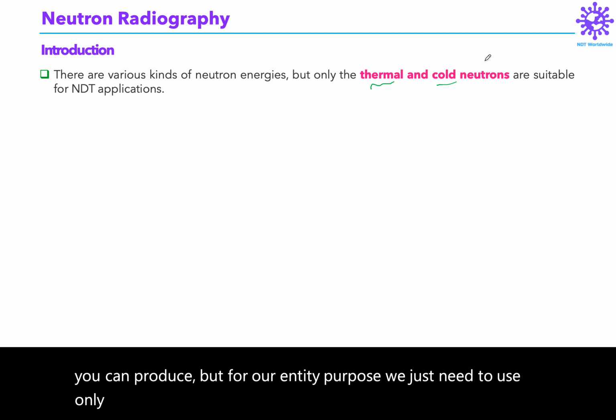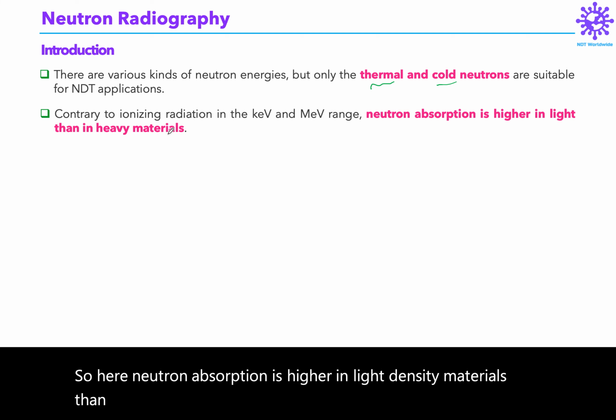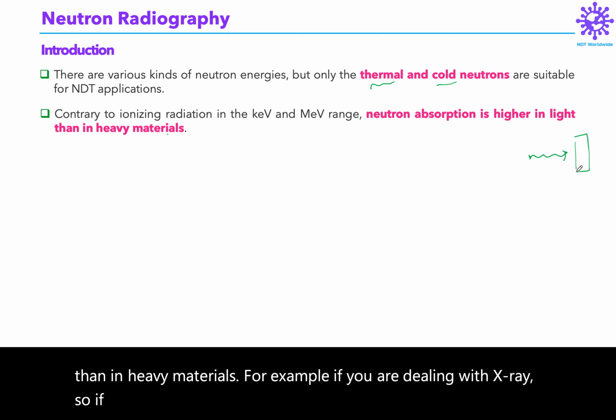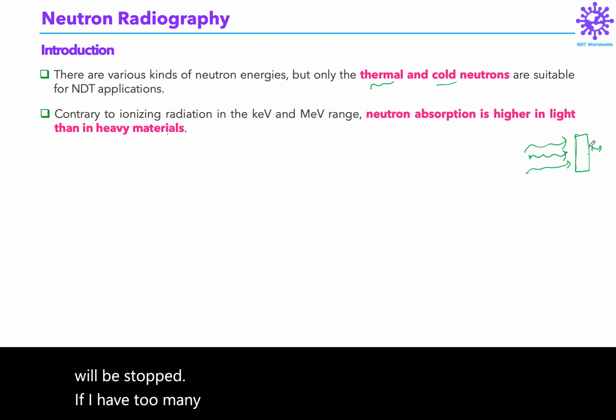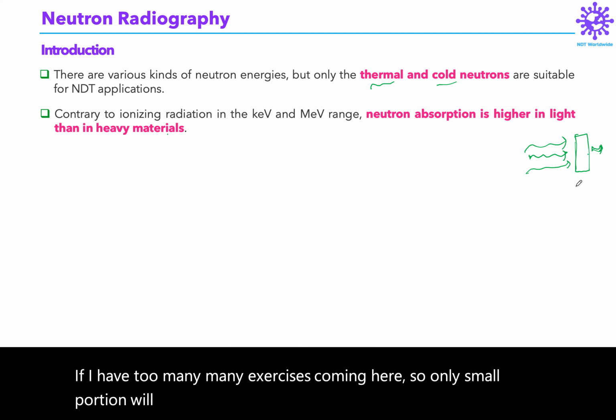Here, neutron absorption is higher in light density materials than in heavy materials. For example, with X-ray, if I put a titanium or a lead sheet, what happens? X-ray will be stopped. If too many X-rays are coming here, only a small portion will come out because of attenuation.